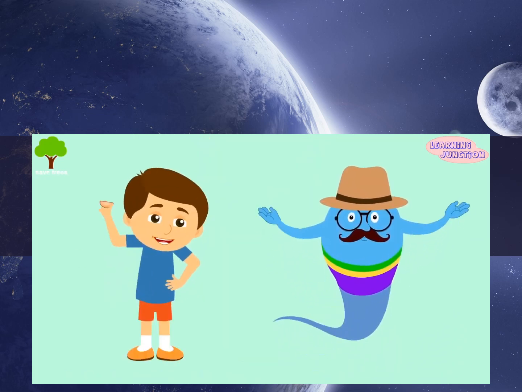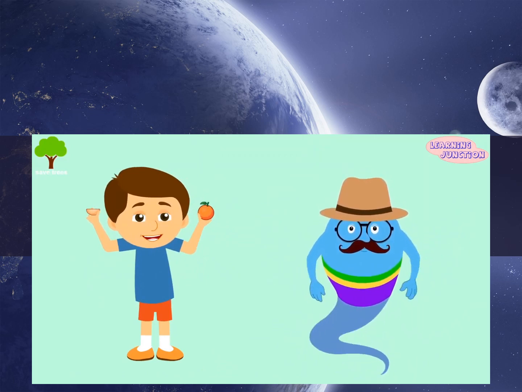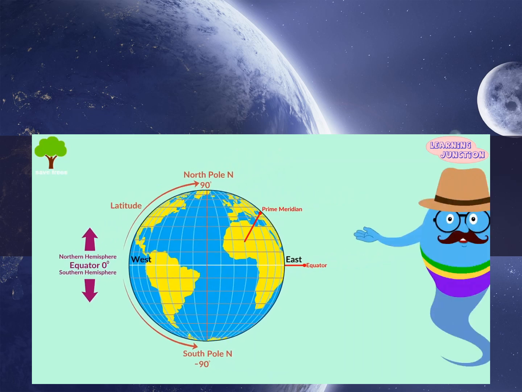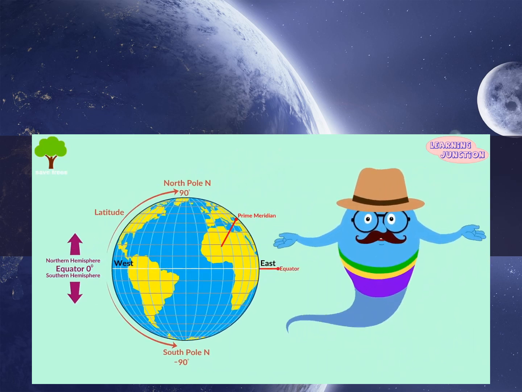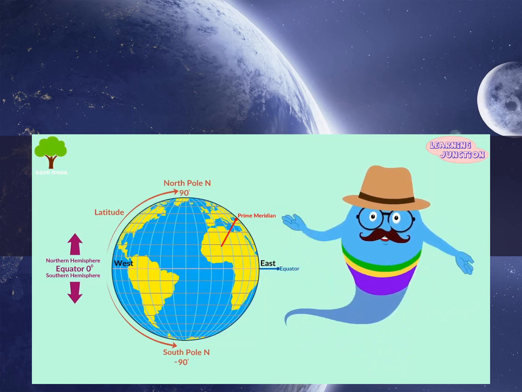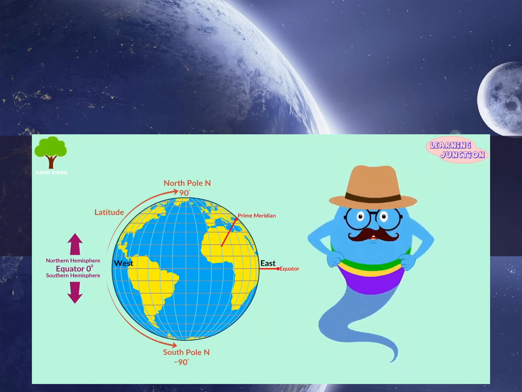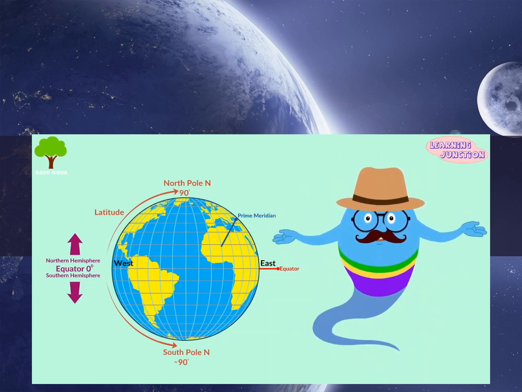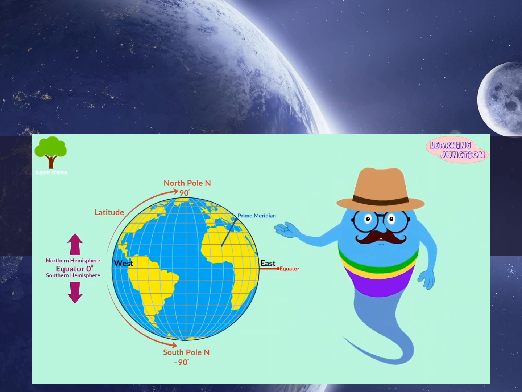Now we'll see some of the notable latitudes and longitudes. The most important of these are the equator and the prime meridian. The equator is a line passing through the center of the Earth and is considered the reference point for latitudes, whereas the prime meridian is a line passing through Greenwich, England, and is considered the reference point for longitudes.